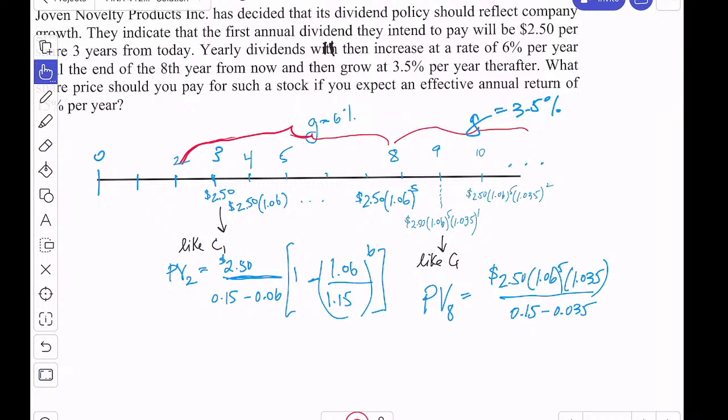Questions? So you could call this first part A if you want, and the next part B. So then what I want to do is discount this 2 periods to get it back to time 0, and I want to discount this one 8 periods to get it back to time 0, and then add the 2 parts.